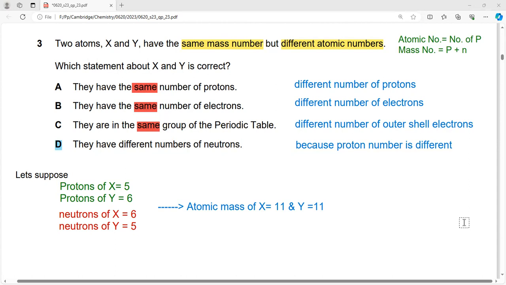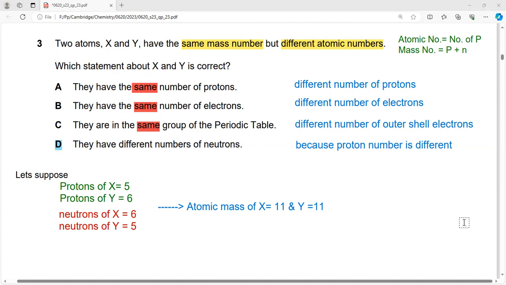Statement B, they have the same number of electrons. The number of protons and number of electrons are always the same. So that's why they have a different number of electrons. And they are in the same group of the periodic table? If they have a different number of electrons in their outermost shell, they cannot be in the same group in the periodic table. So the D option, they have a different number of neutrons. We're going to see how it is the correct statement.